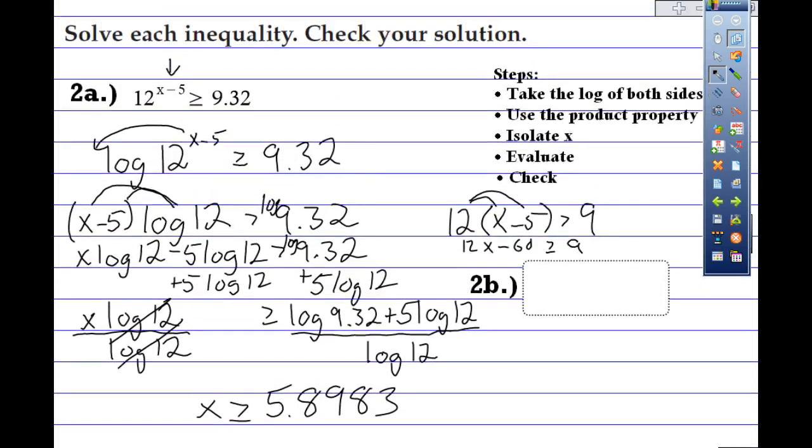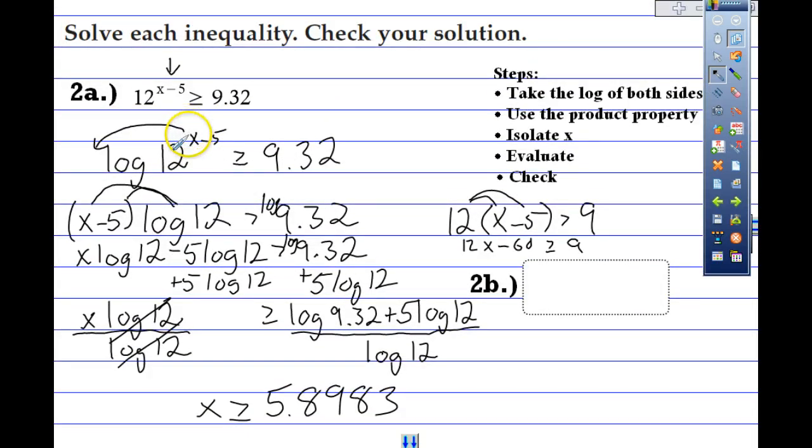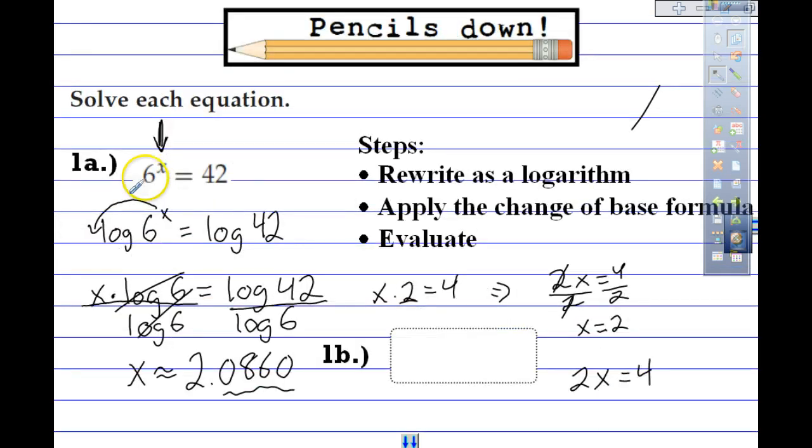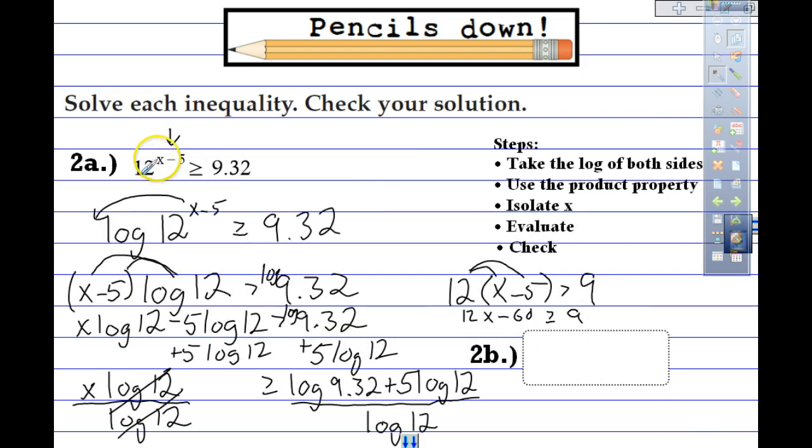So again, we have to always use this property in the very beginning. That's why we're taking the log, because right after that we can bring it down. And then if you have a single term like the last problem, it's just a matter of dividing. It's kind of like 2x equals 4. You just have to divide both sides by whatever log is next to the x. If you have something like x minus 5 or x plus 4, you'll have to distribute first, just like you would have to distribute here before solving for x.